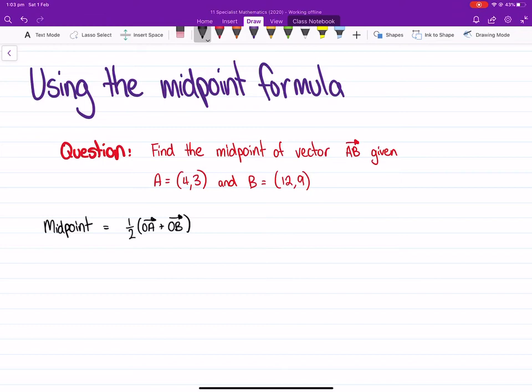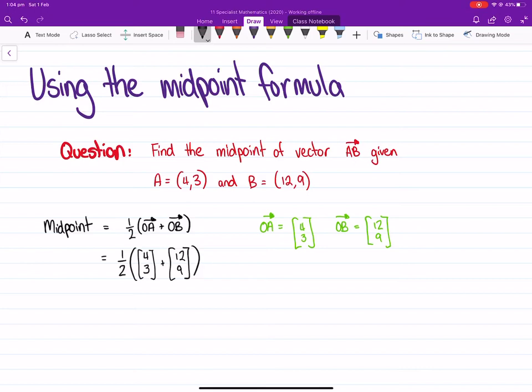So in a different color, I might just state over to the right here, vector OA is the vector 4, 3, and vector OB is the vector 12, 9. Okay, that's the size of those two vectors, and we can substitute those values into our midpoint formula, and we get 1/2 of the resulting vector of OA, which was 4, 3, plus the vector OB, which was 12, 9.